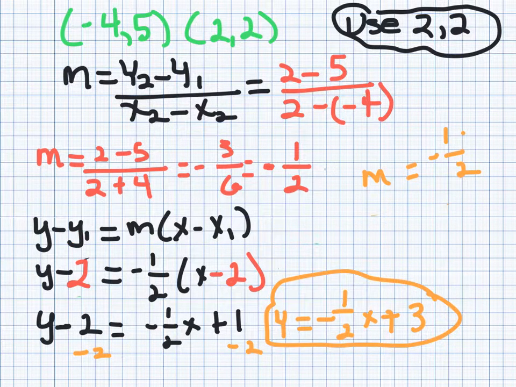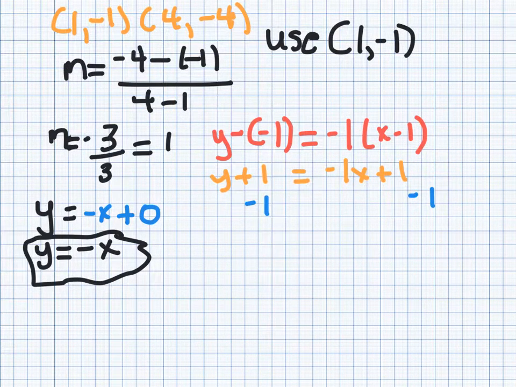I now use my point-slope form and plug in my numbers. That's y minus y1 equals m times x minus x1. I plug in my 2 for my y1, I plug in my -1/2 for my slope, and I plug in my x1, which is 2. And so I end up with y minus 2 equals -1/2 times x minus 2. I add 2 to both sides, and I end up with y equals -1/2x plus 3.